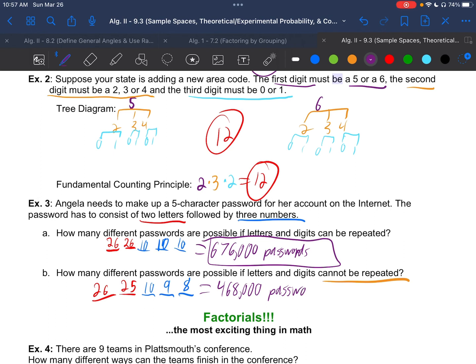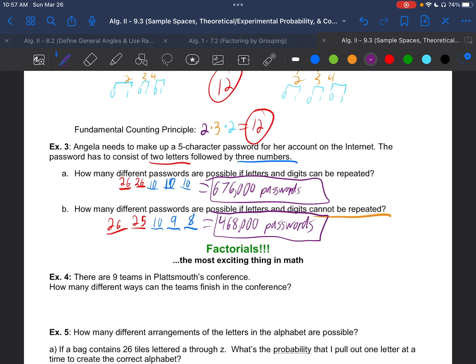So still quite a bit, but obviously significantly less than 676,000. That's what changes when you're able to repeat a letter or a digit versus not. I should have said a letter or a digit because numbers and digits are the same.